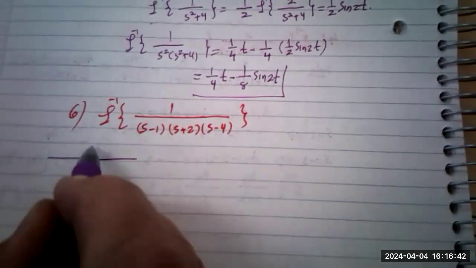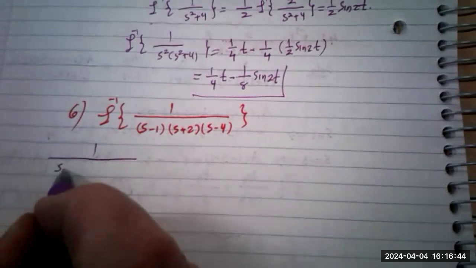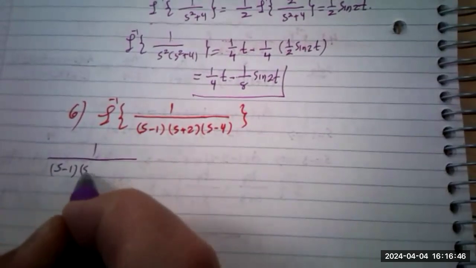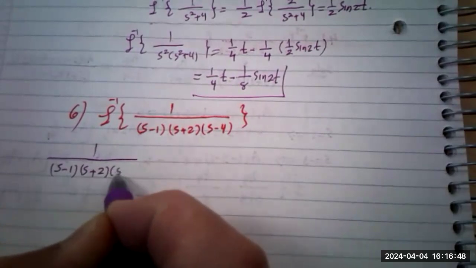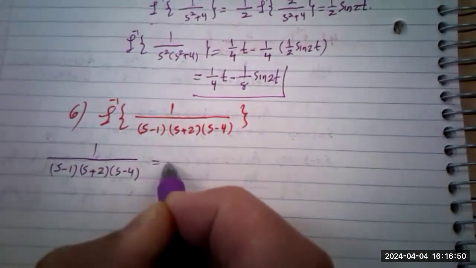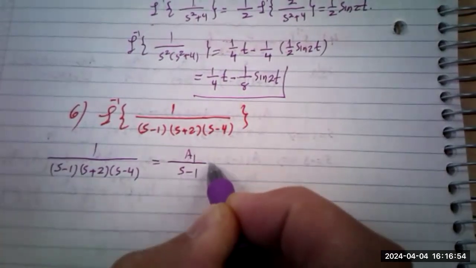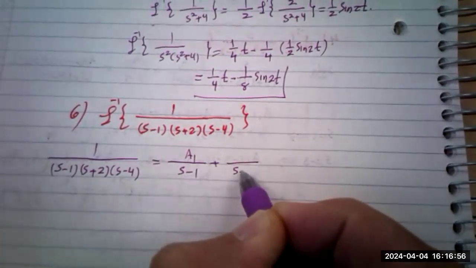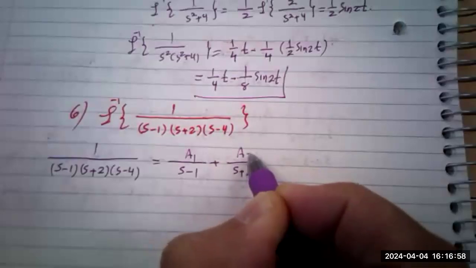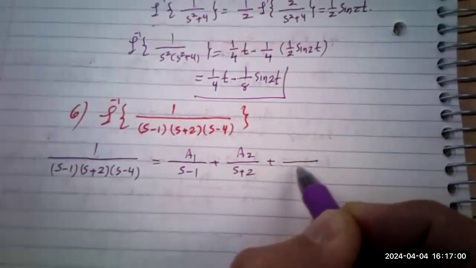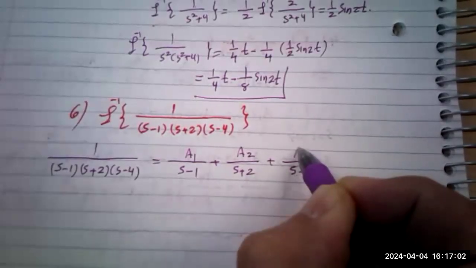So this is 1 over s minus 1 times s plus 2 times s minus 4. So the first one will be s minus 1. You get the A1 here. The second one will be s plus 2. You get the A2 here. And the last one is s minus 4. You get the A3.